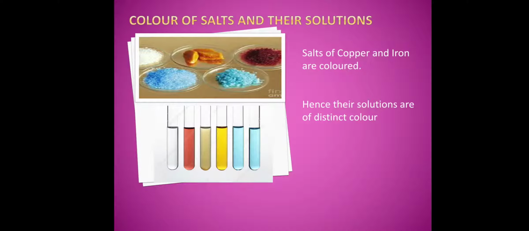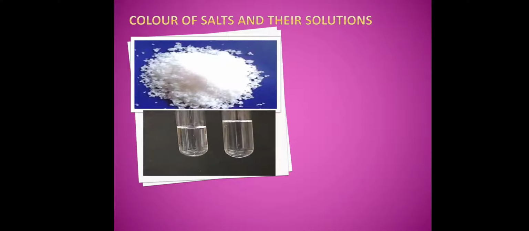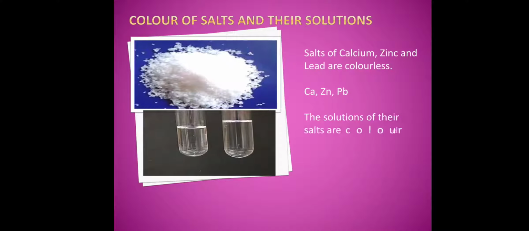So whenever we see copper salts or iron salts, they have different colors, and hence they can impart different colors to their solutions. We also come across a lot of white or colorless salts. White or colorless salts will give us colorless solutions. Salts of calcium, zinc, and lead are colorless, whereas their solutions are also colorless. So the salts are white or colorless, but their solutions will be transparent or colorless.